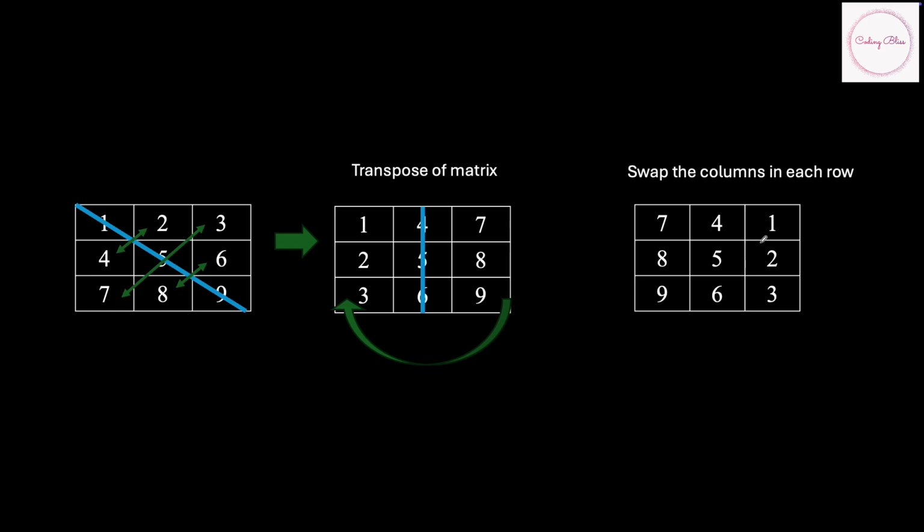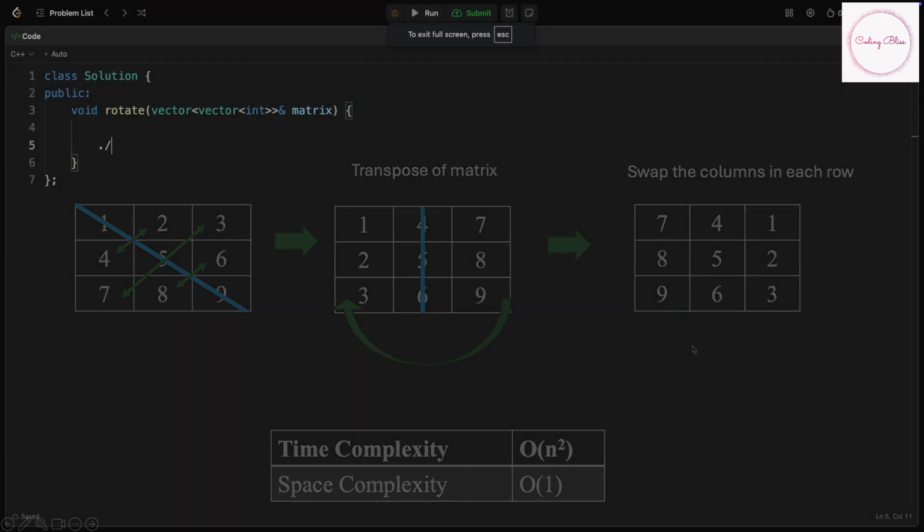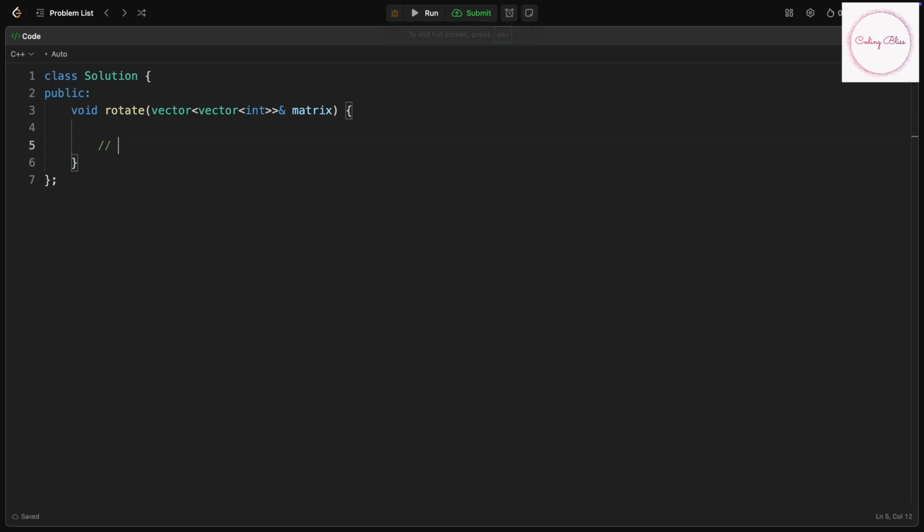Now let's code this up. I also would like to mention the time complexity, that is order of n squared, and space complexity is order of 1. So first let's take the transpose of the matrix. If you remember, what will happen is across the diagonal you have to swap the elements.